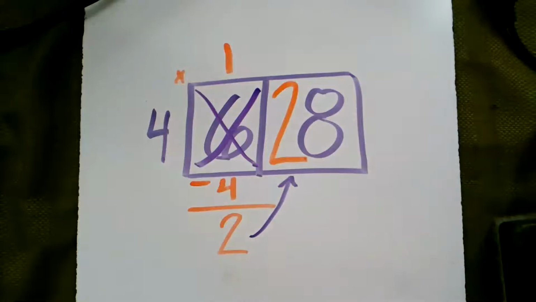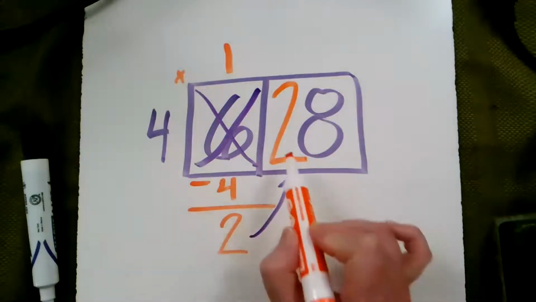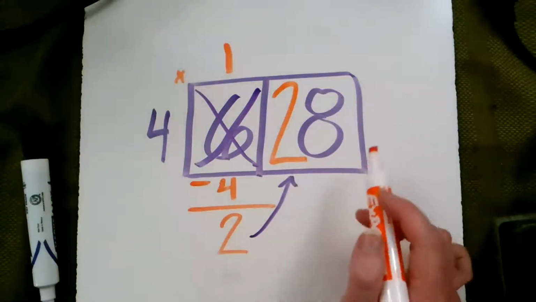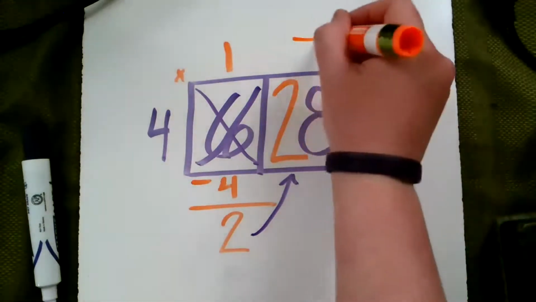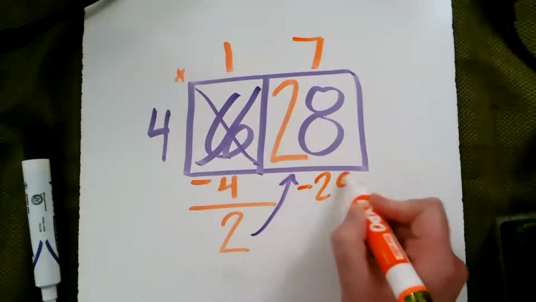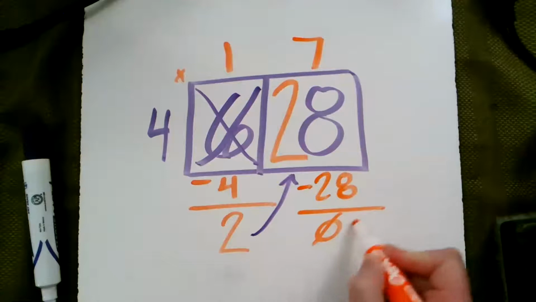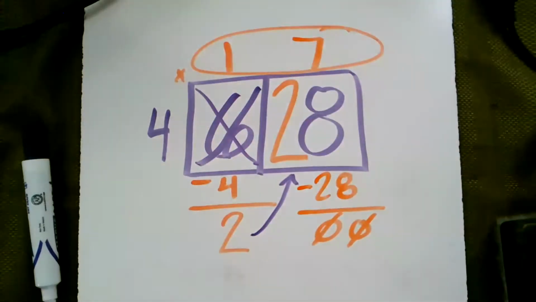New number created. All right, so now I'm going to ask myself, how many times does 4 go into 28? Again, here's where your multiples really help you out, my friends. I know that 7 times 4 is 28. So I'll subtract 28. And again, my answer is 17.